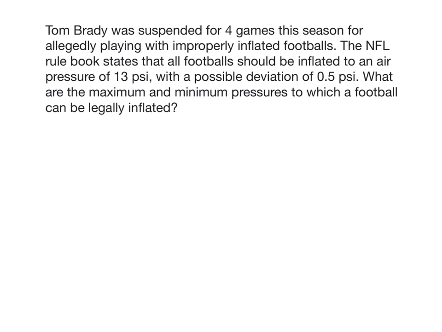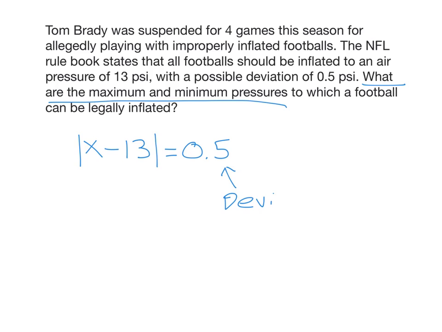Here, what we're looking for is the maximum and minimum pressures. We can use x to represent that. If x is the maximum or minimum pressure, we know that the difference between x and 13 has to be 0.5. We call this the deviation, and sometimes it's called the absolute deviation. This is how far away x can be from the ideal number. Here, 13 is the ideal number, and x represents the possible values.